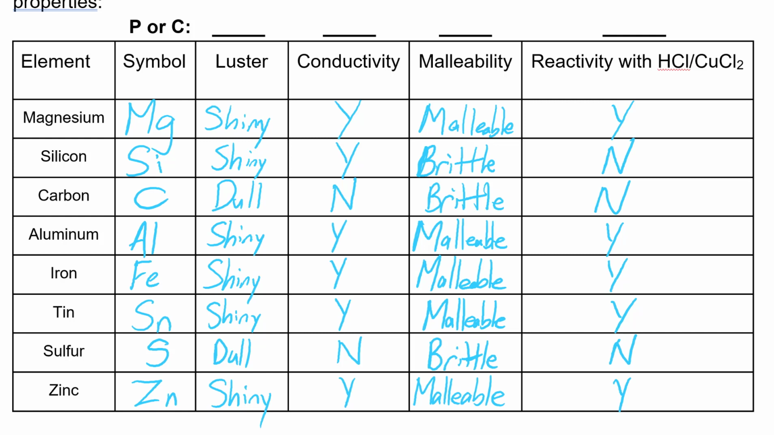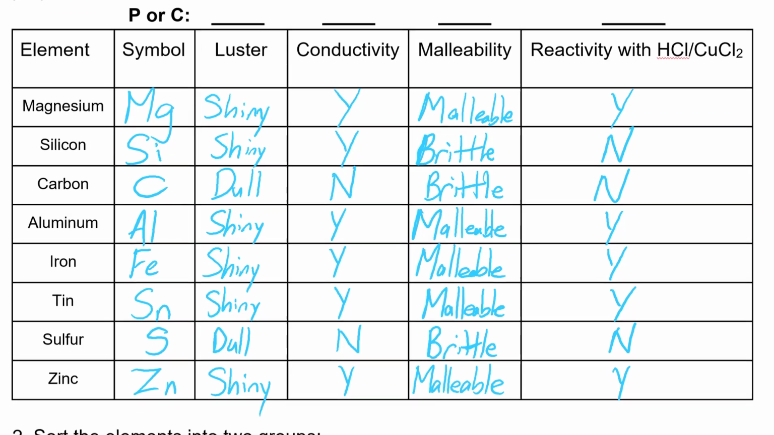And then we added hydrochloric acid and copper 2 chloride to two samples of each substance, and if it reacted with one or both of them, we wrote it reacted, or we wrote the kind of reaction it did. Otherwise, if there's no reaction, I write no reaction, or N.